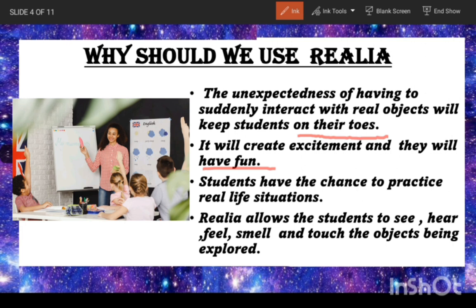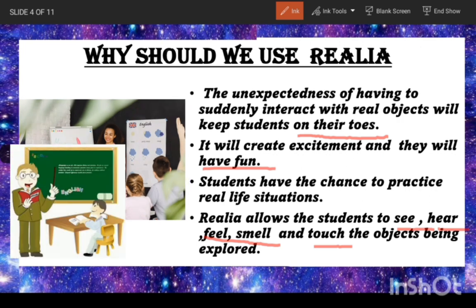Students have the chance to practice real life situations with those objects, and Realia can also help to create a more immersive and interactive learning environment. Realia allows the students to see, hear, feel, smell, and touch the objects being explored. Realia makes students learn through senses and allows them to explore more. So that's why we should use Realia in the language classroom.